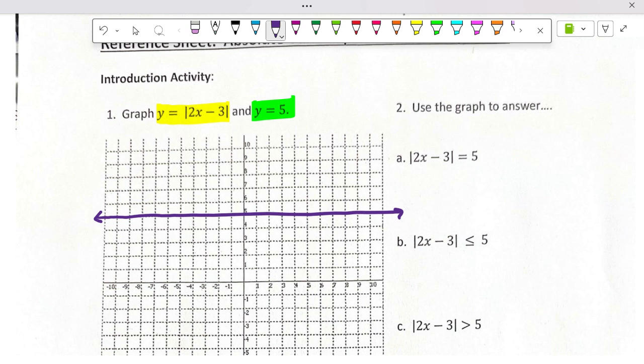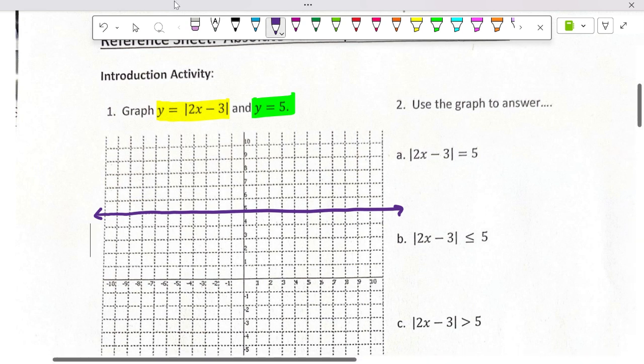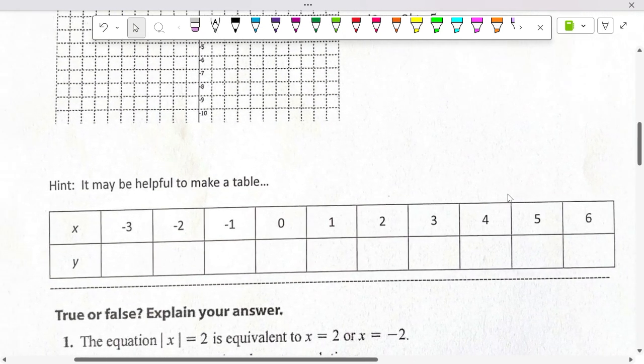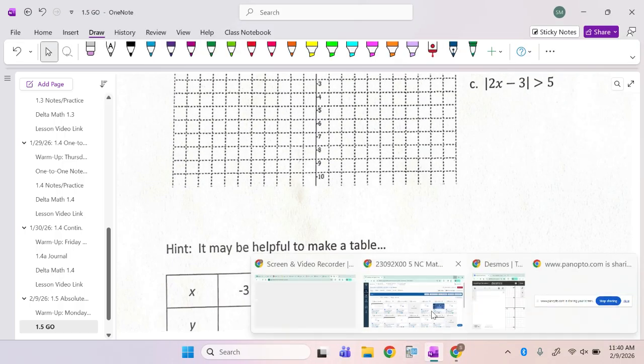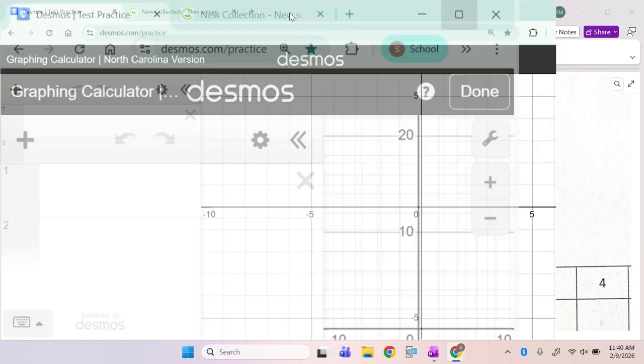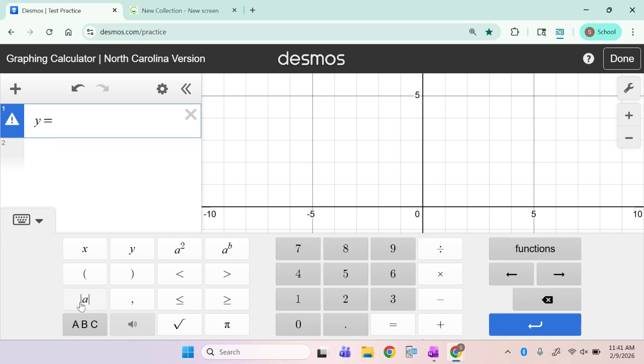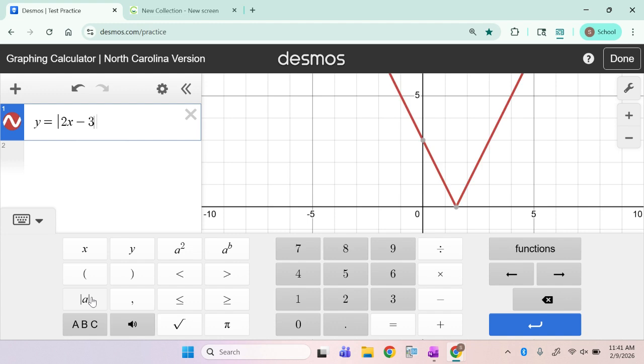Now, as for the absolute value, we're going to make a table first, but we're going to use Desmos to help us make that table. All right. So we're going to go to Desmos. And I'm going to type in that equation. So y equals, and as I'm doing this, you guys should be doing this too. Absolute value, you have to go to your keyboard to get that. It should be towards the bottom. Absolute value of 2x minus 3.